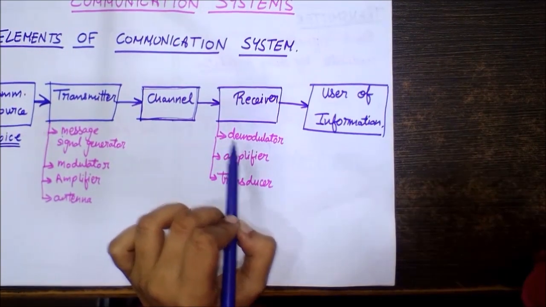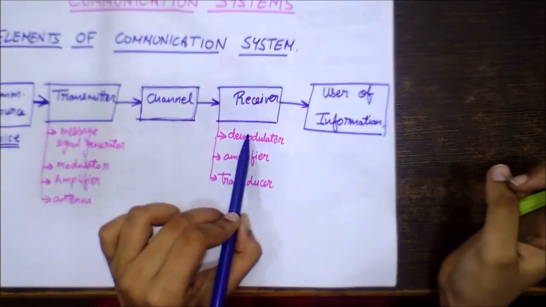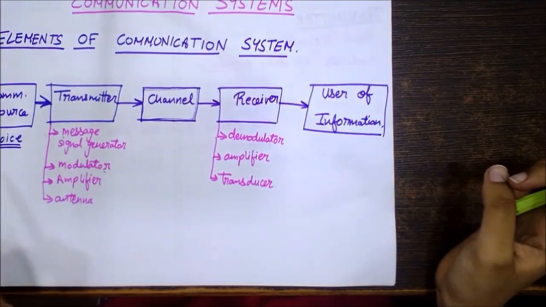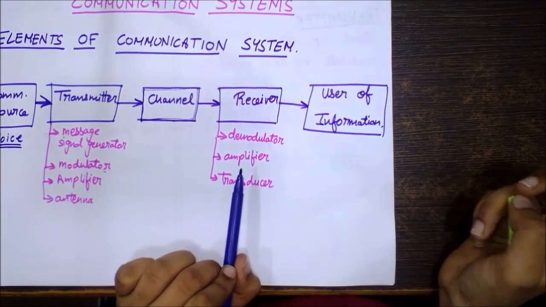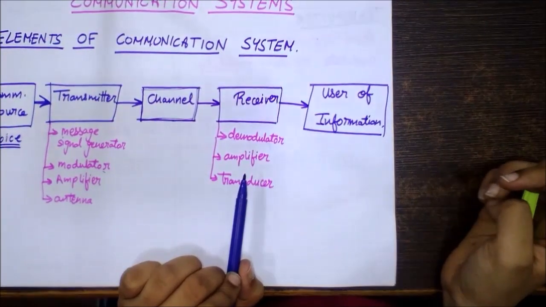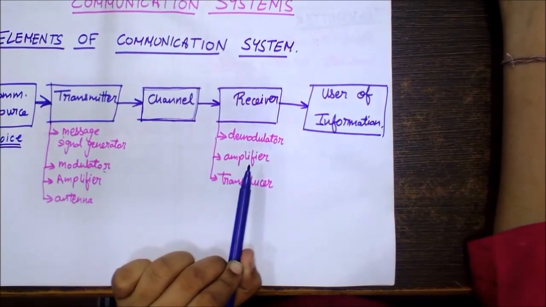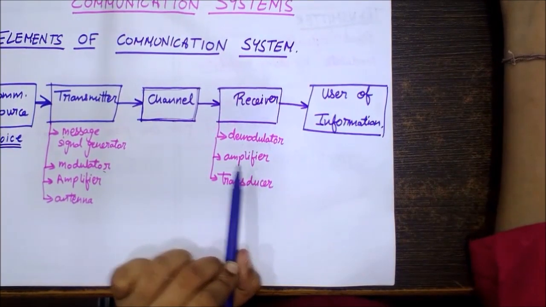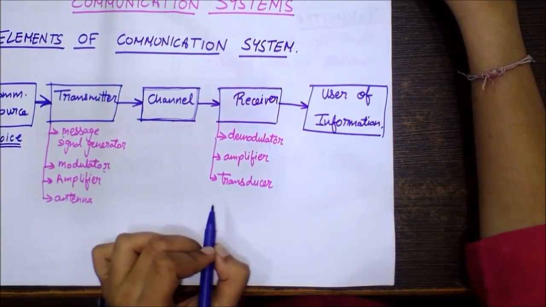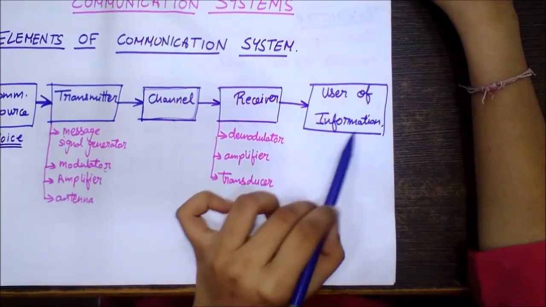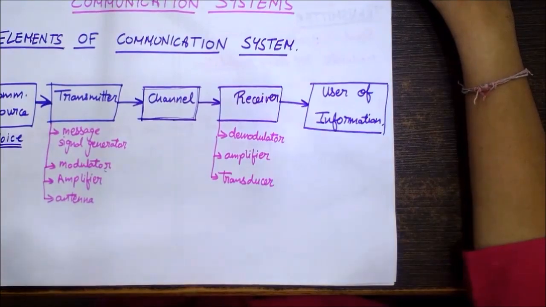The receiver can be any device which has a demodulator. The demodulator does the work opposite to the modulator. Again, an amplifier is needed at the receiver because if the receiver does not receive the voice at the volume that he or she intends to get, with the help of the amplifier they can amplify the received signals. And a transducer. A transducer is a combination of a transmitter as well as a receiver. Finally, we have the user of the information, the person who will get the information and use it.